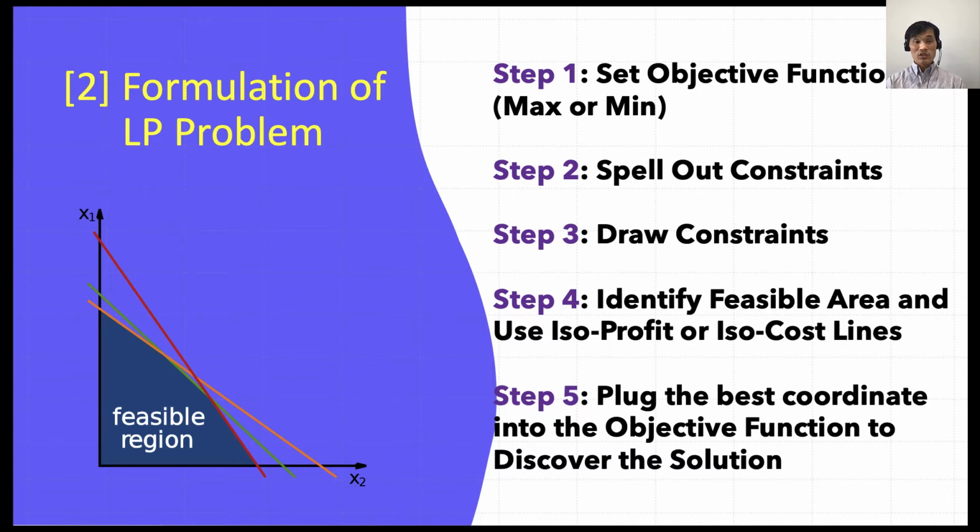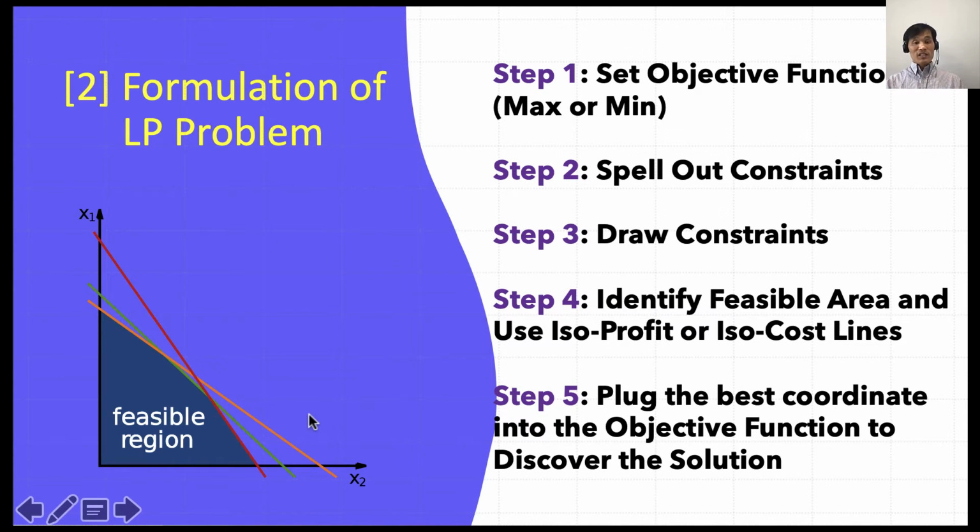Oftentimes, when you have only 2 variables at the time, as you can see in this graph, you want to draw these constraints first and see which is your feasible region. Only when you draw constraints correctly, then you can understand where the feasible region lies. If you draw constraints correctly, that leads you to identify where feasible region is. Sometimes, it could be greater than this constraint or less than the constraint. Depending on the inequality sign, you will need to determine where the feasible region is.